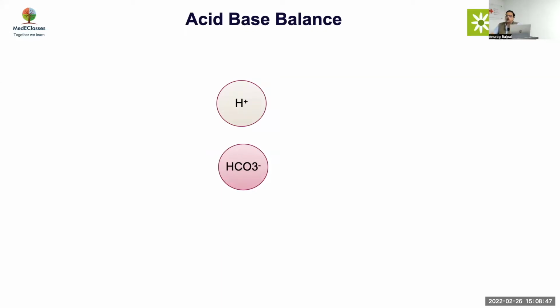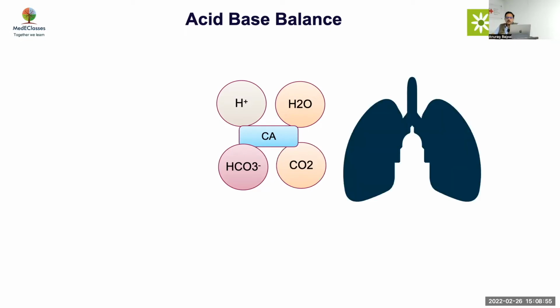So we've got proton and bicarbonate. Proton and bicarbonate, under the influence of carbonic anhydrase, form water and carbon dioxide, which are then expelled through respiration. So the most acute mechanism by which we handle acidosis would be to make it into CO2 and take it off from the lungs, which is the most common one.